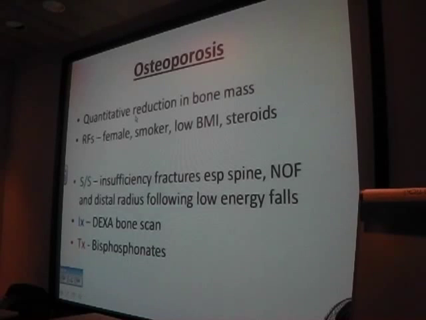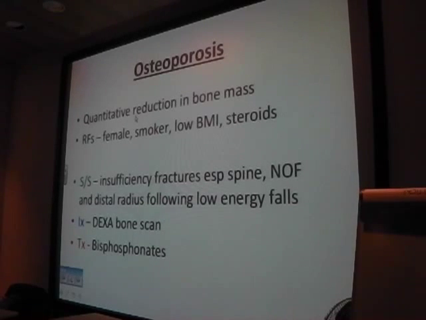So osteoporosis. It's a quantitative reduction in bone mass. Okay, that's different to a qualitative, which is important. They'll talk about that another time. So females, smokers, low BMI, steroids. So you won't really know about this until they come in with some other problem. You won't regularly look for it.